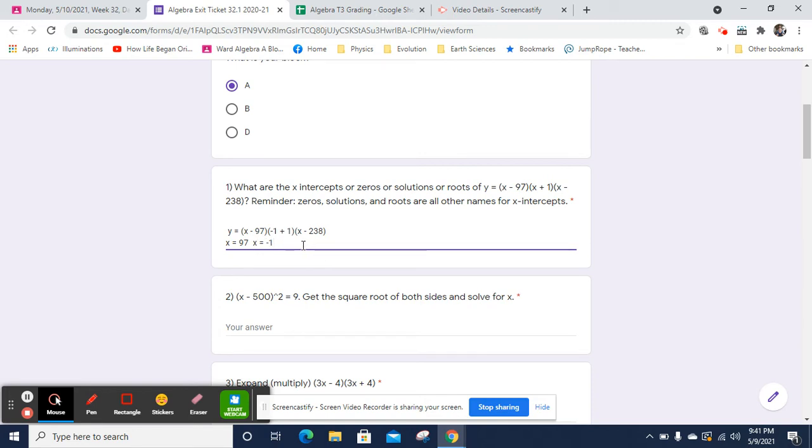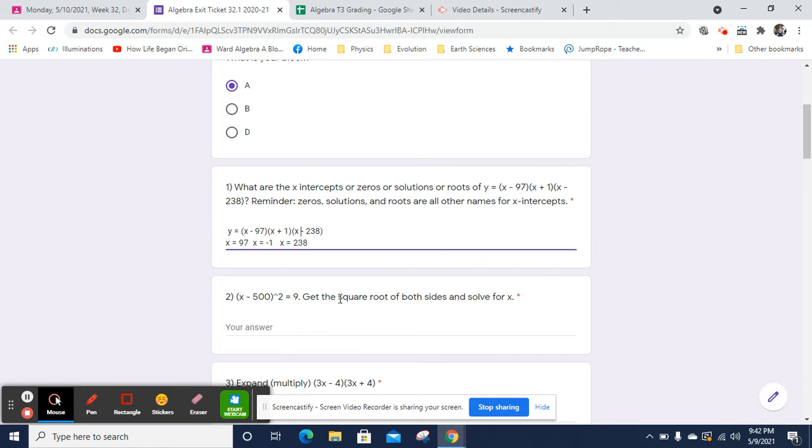And then the third x-intercept we would get from the last factor. If x equaled 238, this one would be 0 as well because 238 minus 238 is 0. So x equals 238. All of the x's would be 238 if I plugged in x as 238 as an input, and it wouldn't matter what 238 minus 97 and 238 plus 1 were, because 238 minus 238 is 0, and 0 times anything is 0.